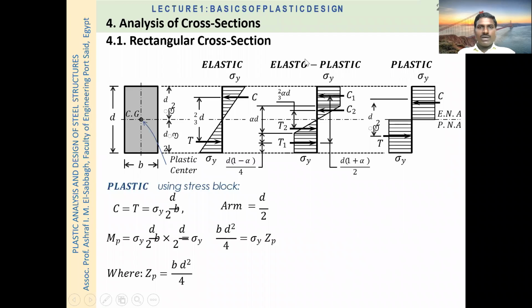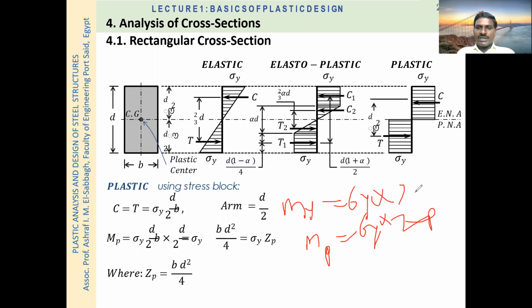So MP is equal to what? Here we have written MP is equal to sigma y into ZP, and My is equal to sigma y into ZE. So after calculation of ZE, we can calculate My, and after calculation of ZP, we can calculate MP. So My and MP, these are the two moments, elastic moment and plastic moment, we can calculate for this rectangular section.